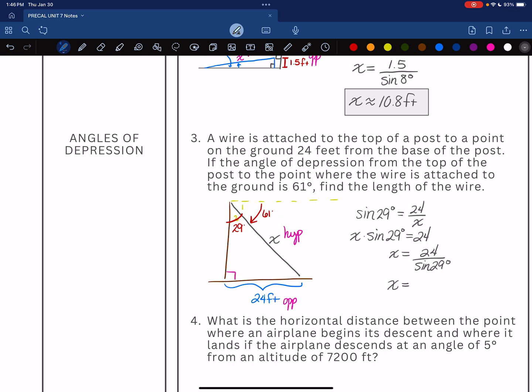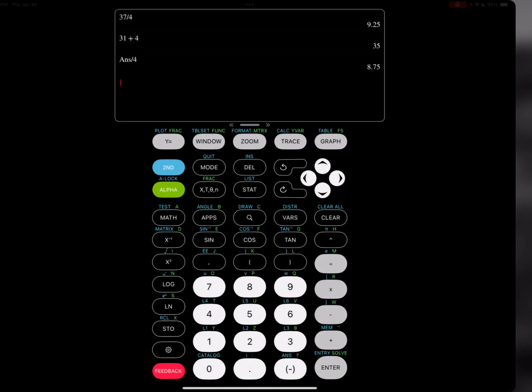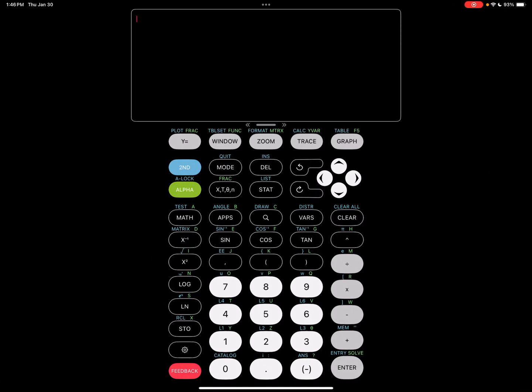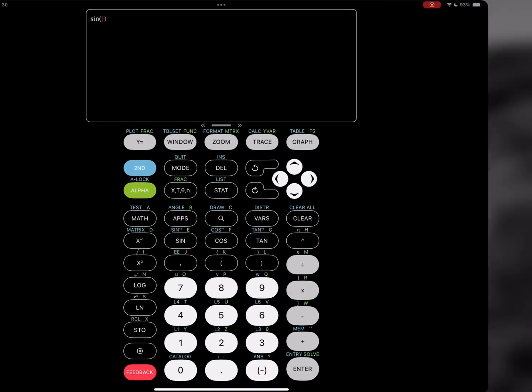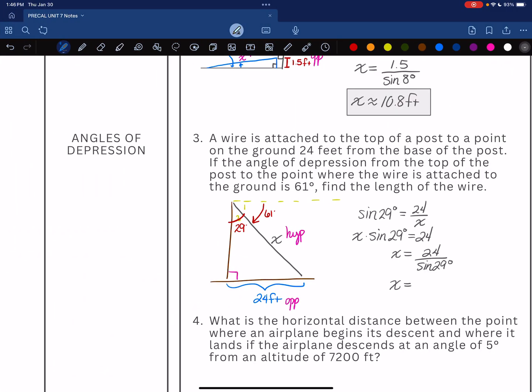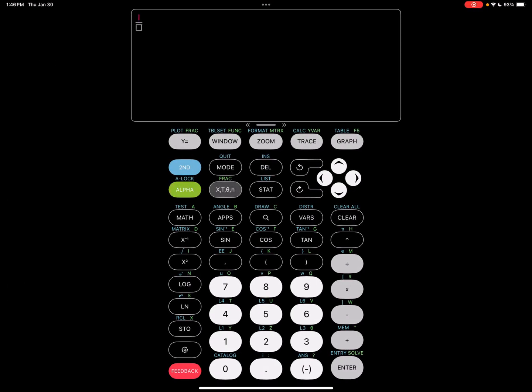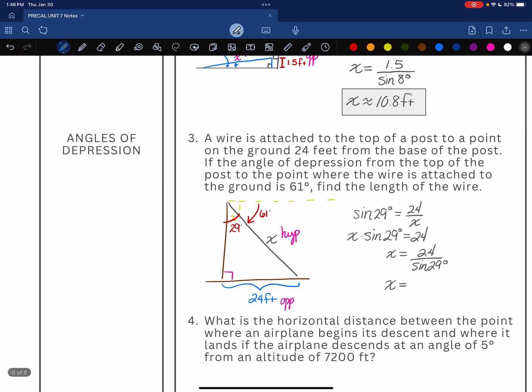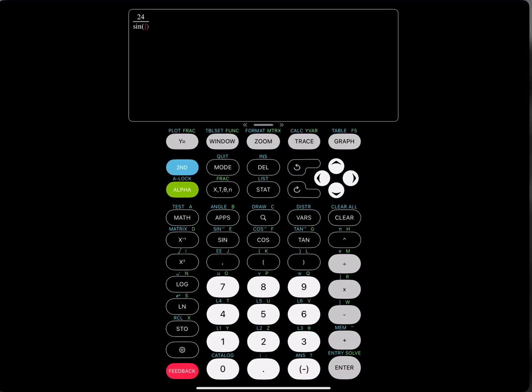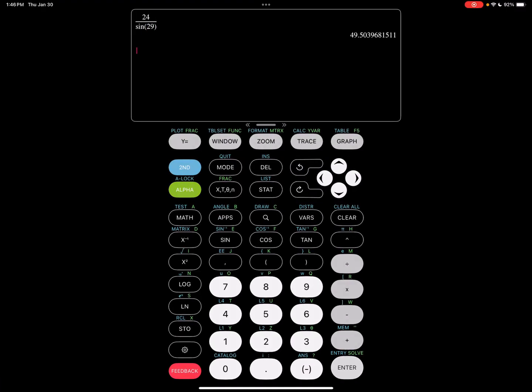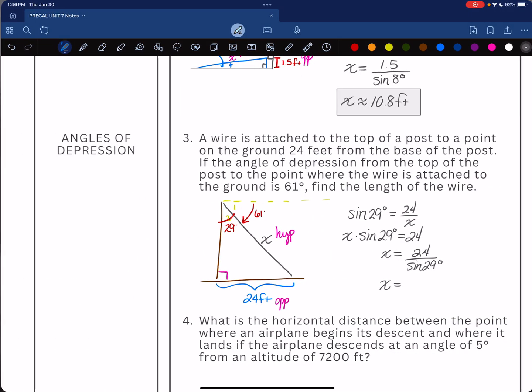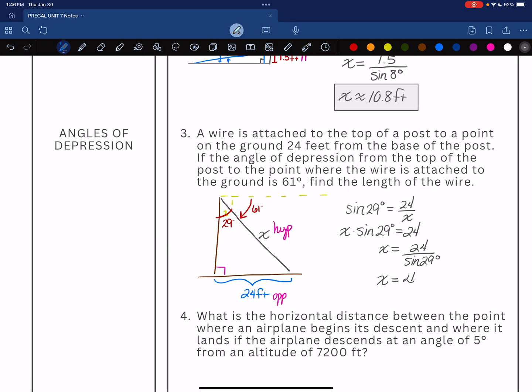And then grabbing your graphing calculator, we're going to take 24 and divide it by sine of 29. And that gives us 49.5 feet. 49.5 feet is the length of that wire.